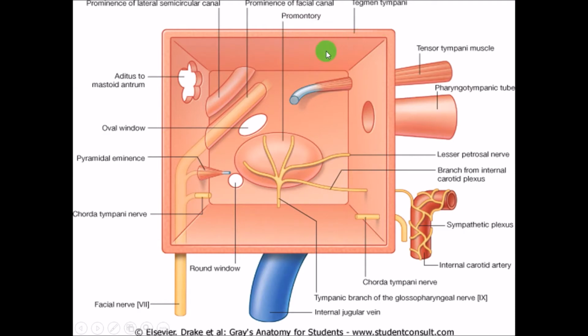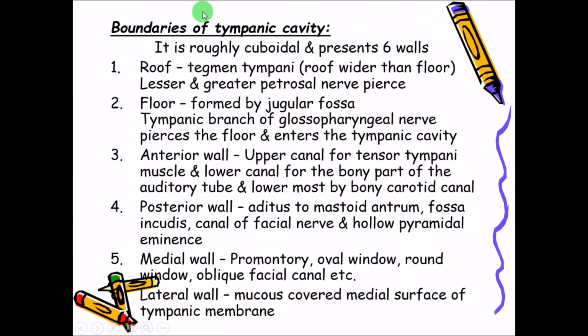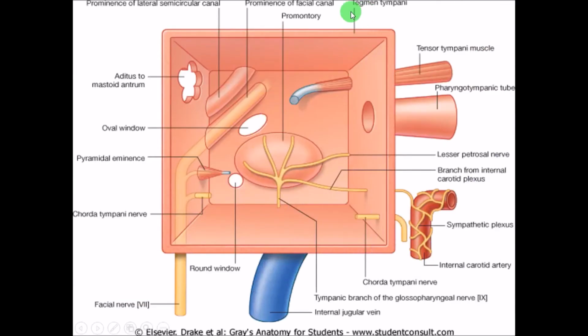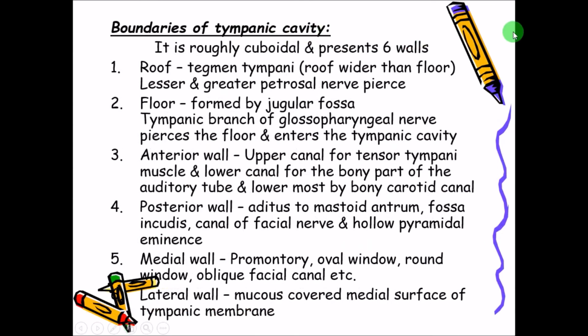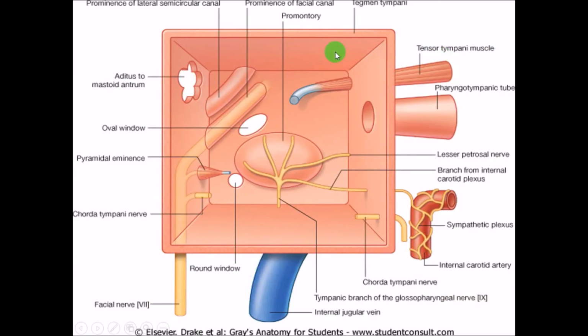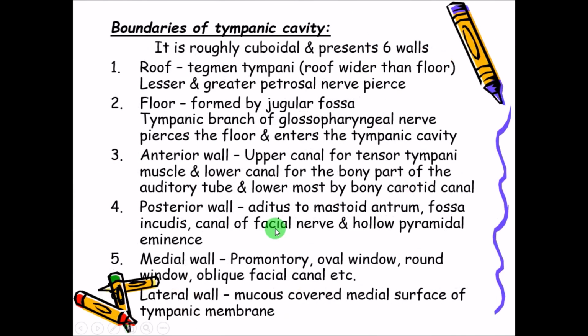So here this is the roof. Starting with the roof, it is made up of the tegmen tympani. If you see here, this is the tegmen tympani. This roof is much wider compared to the floor. So even though we said it is like a cuboidal box, it is not exactly, because the roof is larger compared to the floor. The floor is narrower, much narrower.